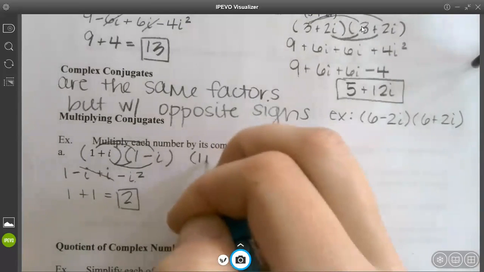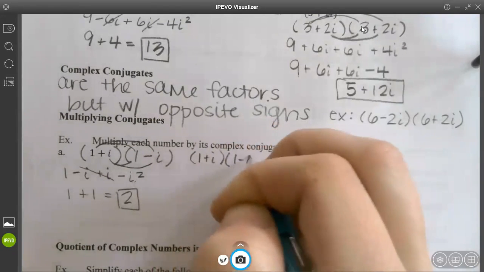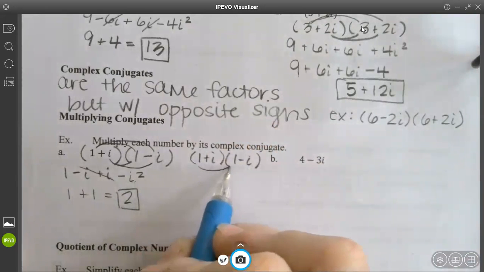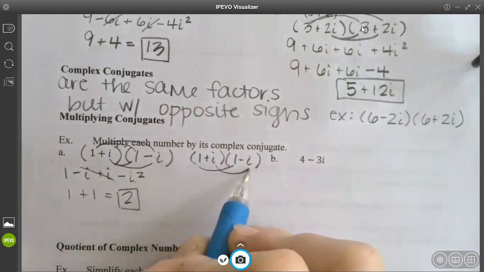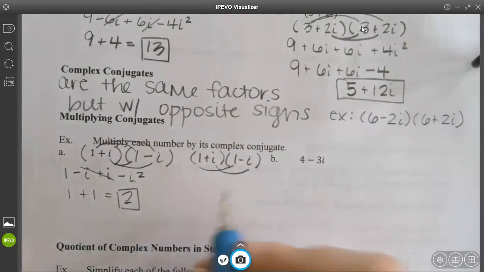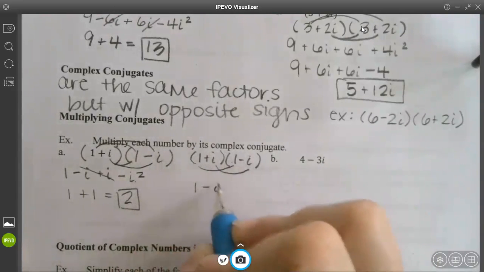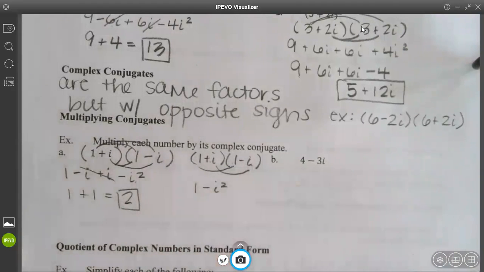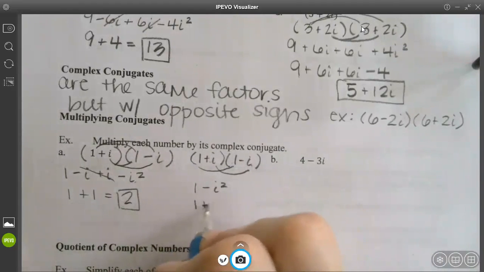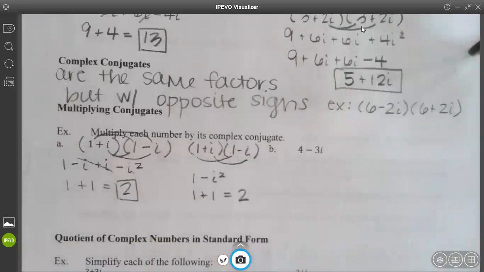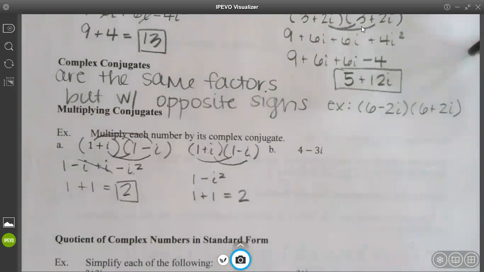Here's what I'm talking about. All we have to do is multiply our first and our last, because your middles are going to cancel out. So 1 times 1 is 1. i times negative i is negative i squared, which turns into 1 plus 1. So if you're multiplying conjugates, they're opposite signs, you don't have to multiply the middle. Can you? Yes, it just takes more time. So it's up to you, whatever you want to do.